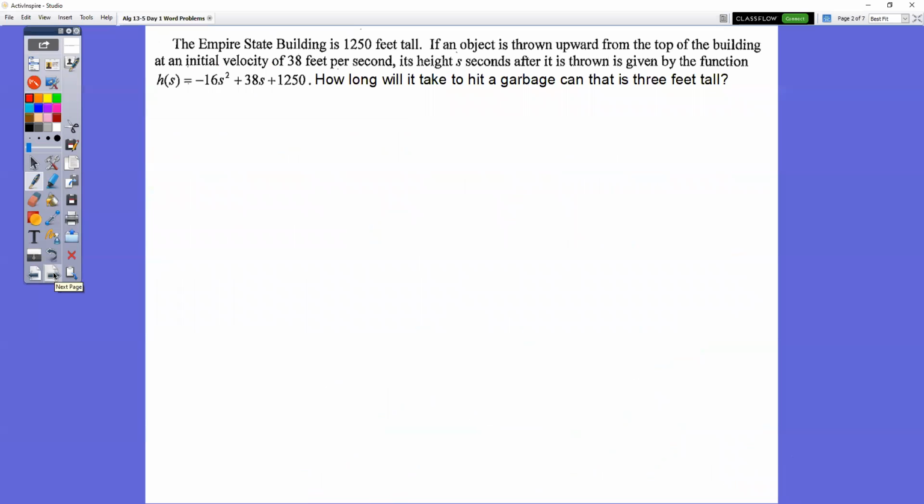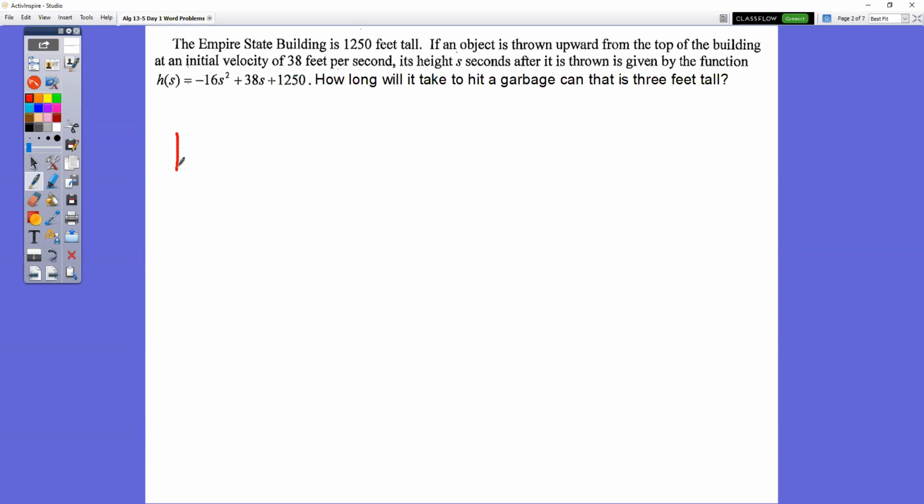The Empire State Building is 1,250 feet tall. If an object is thrown upward from the top of the building at an initial velocity of 38 feet per second, its height after s seconds is given by the function. How long will it take to reach a garbage can that is 3 feet tall?